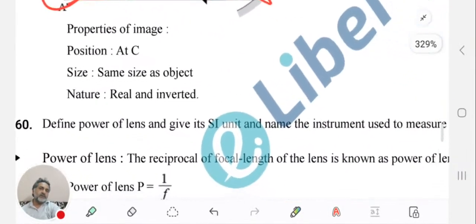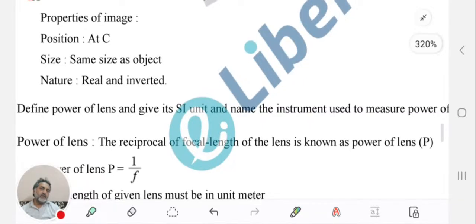Properties of image. Position at C. Size same as object. Nature real and inverted.